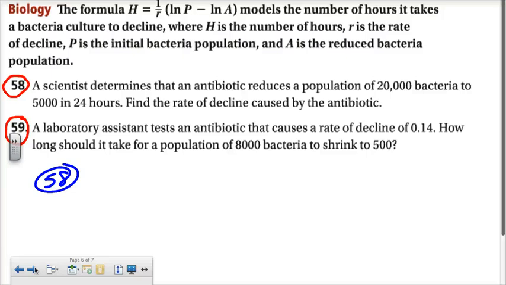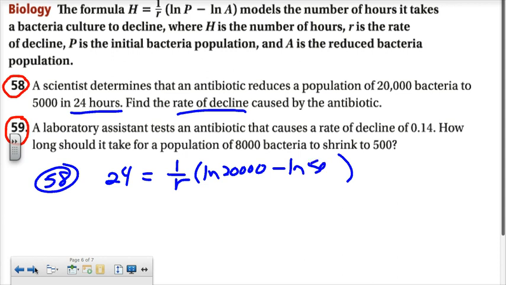So we look up there and it says it models the number of hours it takes a bacterial culture to decline. h is the number of hours, all right? So we look through this and it says, hey, that's 24 hours. So we've got 24 equals, and then we have 1 over r. So we're looking at r, and r is the rate of decline. And what we want to find is that rate of decline. Initial bacteria, 20,000.